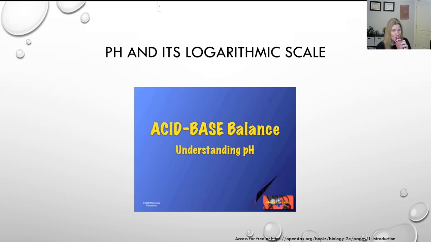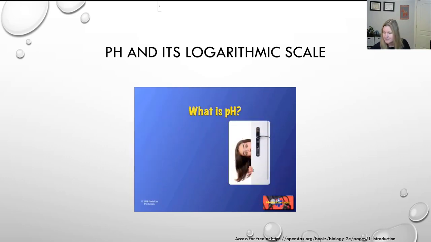What is pH? Well, pH stands for the measurement of hydrogen ions present in a particular substance. That hydrogen ion concentration, P percentage hydrogen. So that's what pH stands for.